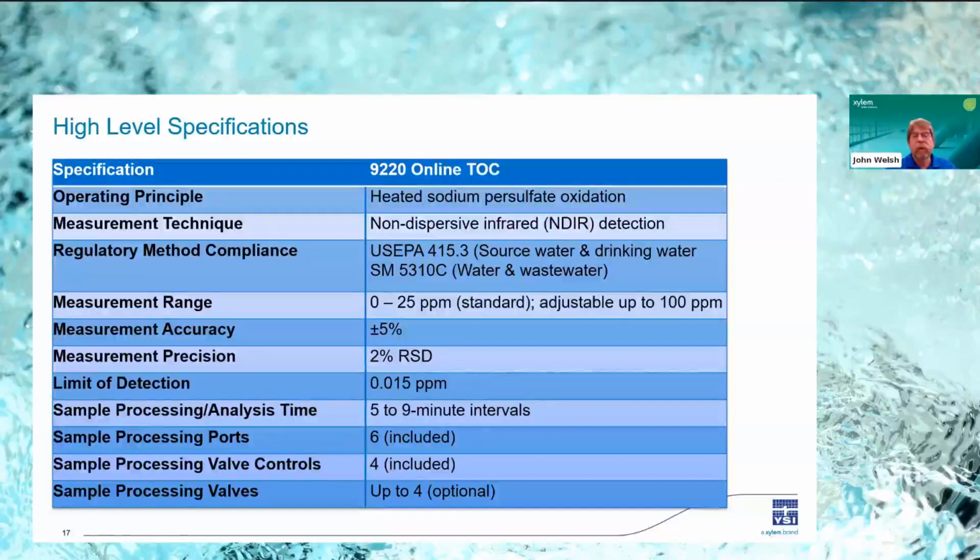Limit of detection currently is 15 parts per billion. Again, as I mentioned, it has the capability to monitor 4 streams, and a nominal cycle time is on the average of 6 minutes.